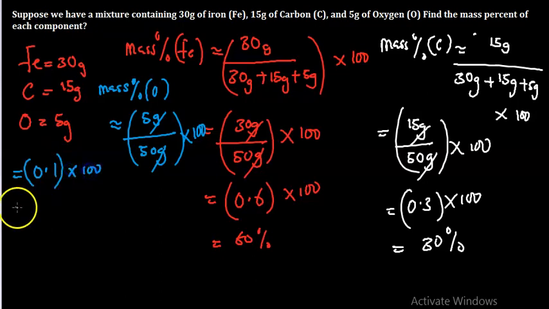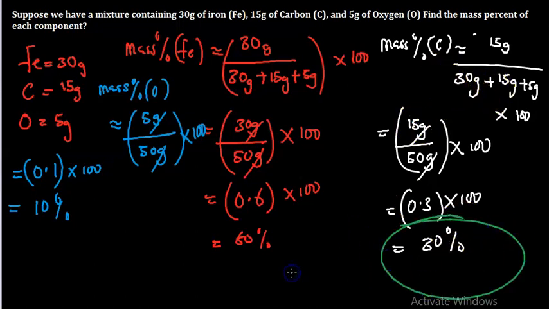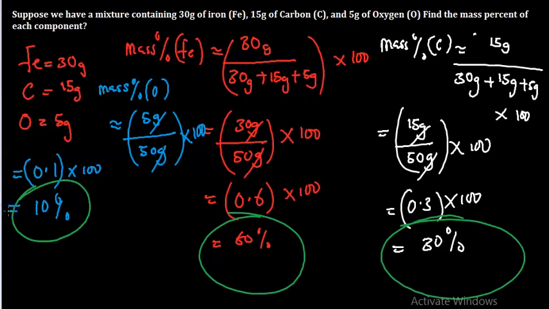So the total mass percentage of each of the components here: we have for carbon 30%, for the iron 60%, and for oxygen 10%. So 60 plus 30 is simply going to be 90. 90 plus 10 is going to be 100. And this is it for this problem.